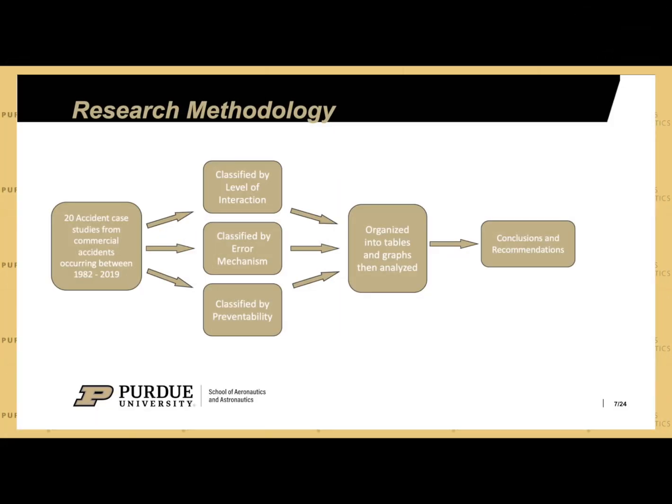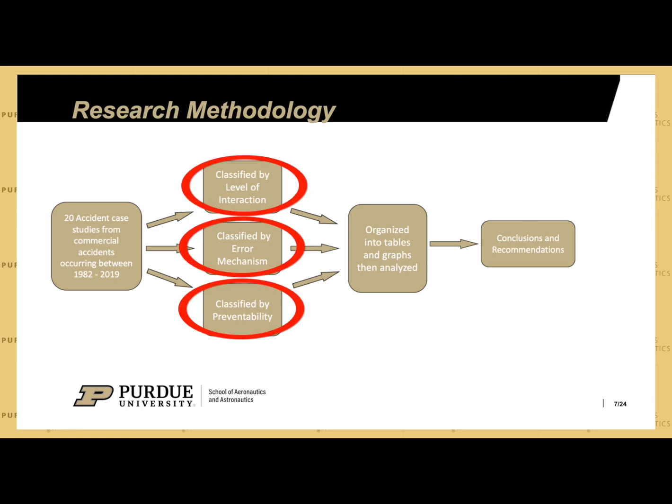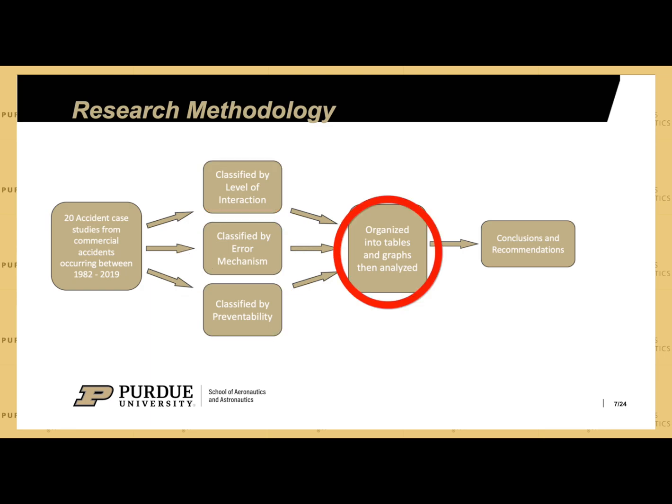After better understanding current automation technologies, we sought to define our research methodology. Our research methodology involves selecting 20 commercial aviation accidents and/or incidents that occurred within the last 30 years. We summarized the cases and classified them based upon their level of interaction, their error mechanism, and their preventability, which we'll explain on the next slides. The data was then compiled into a table so that the trends could be analyzed. Finally, we composed our conclusions based upon the trends shown within the data and made recommendations for the future design and implementation of aircraft automation.